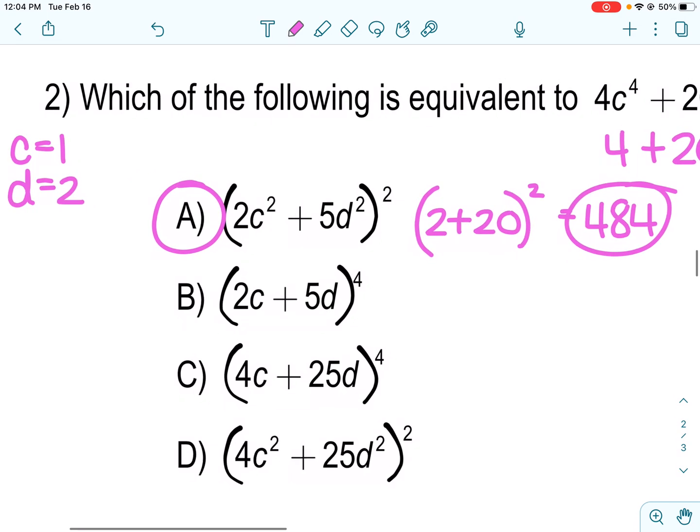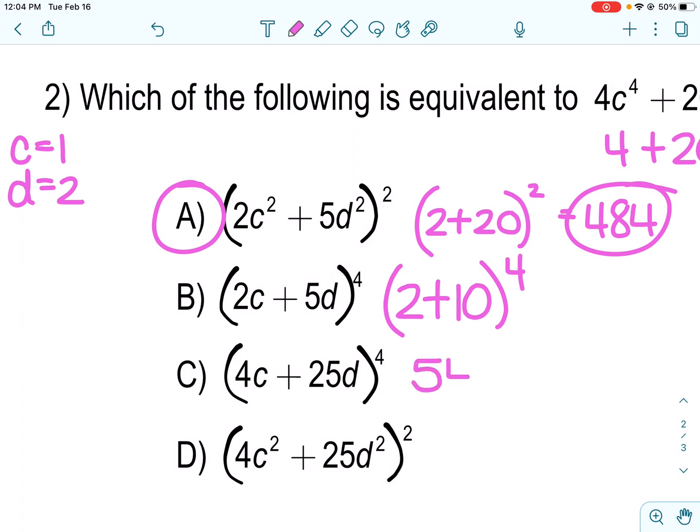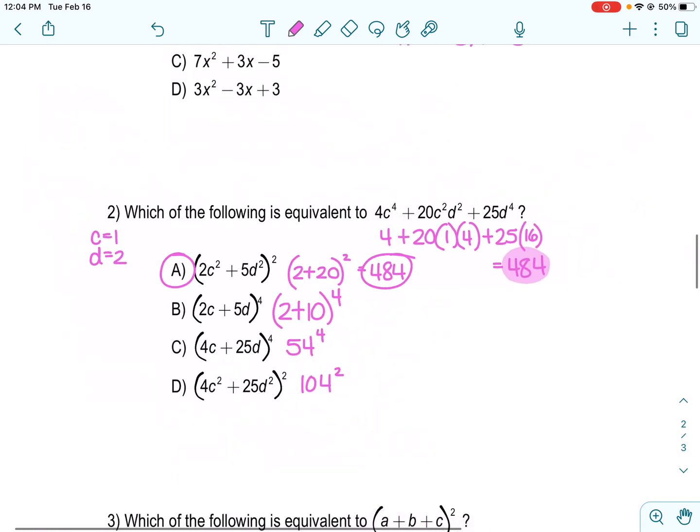Let me just show you one of the other options here. If I do this, 2 times 1 is 2, plus 5 times 2 is 10. This is 12 to the 4th power, which is going to be a huge number. Just to save you some time, this one ends up being 54 to the 4th, and this one ends up being 104 squared. All of those numbers are much, much larger than 484.